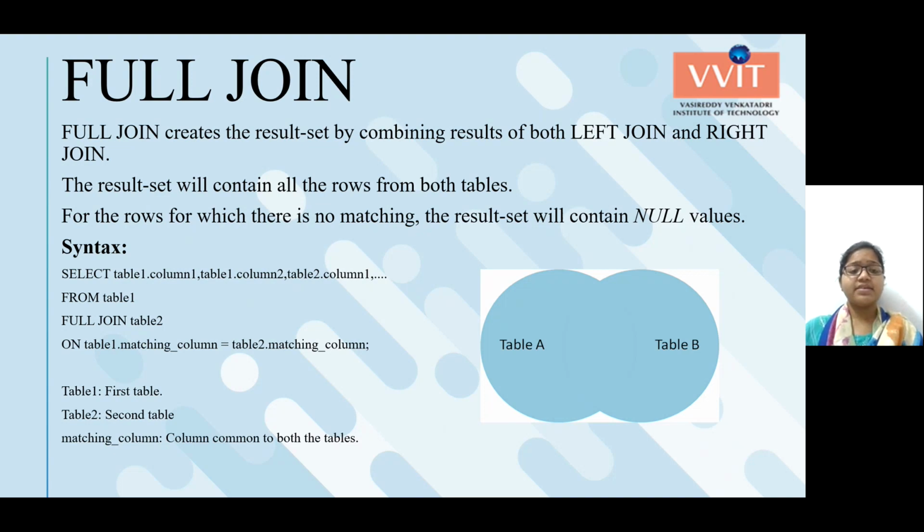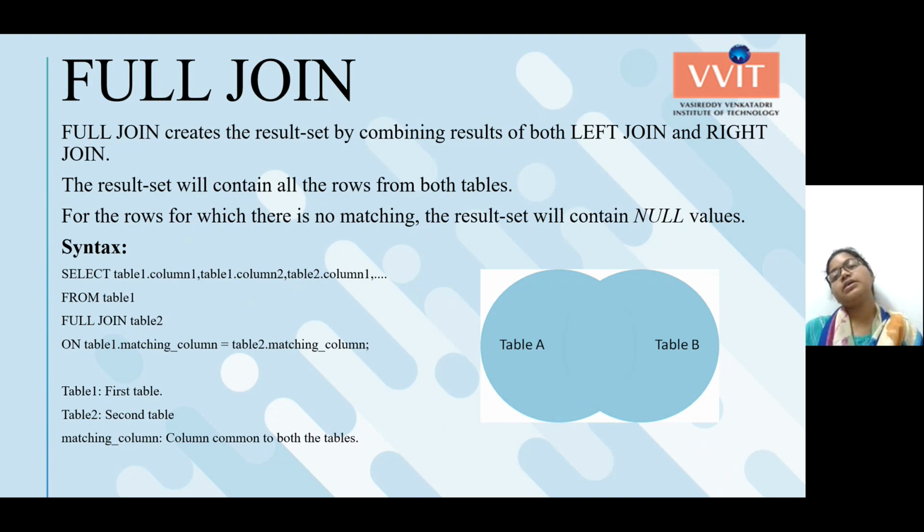Here is the syntax. I am selecting column 1 from table 1, column 2 from table 1, and column 1 from table 2, from table 1, and it is full join with table 2, on table 1 dot matching column equal to table 2 dot matching column. Here table 1 is the first table and table 2 used in the syntax is the second table, and the matched column is the column which is common to both the tables.